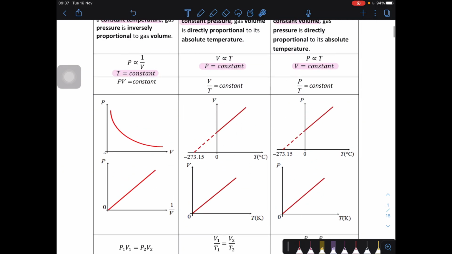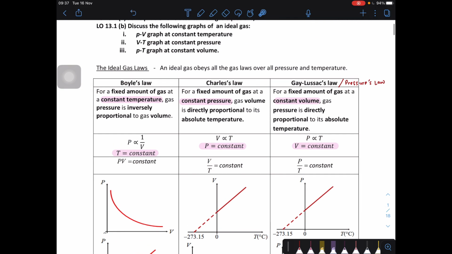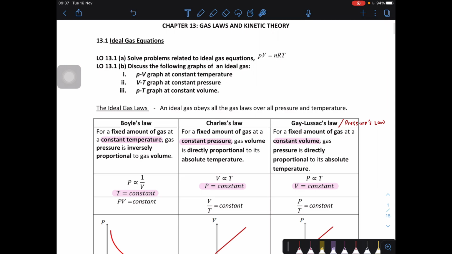Okay, so now we will look at each of these laws. We have three laws here: Boyle's law, Charles' law, and Gay-Lussac's law. Since we have the ideal gas equation PV is equal to nRT, there are three important things here: pressure, volume, and temperature. Since this is a constant, these three are very important.